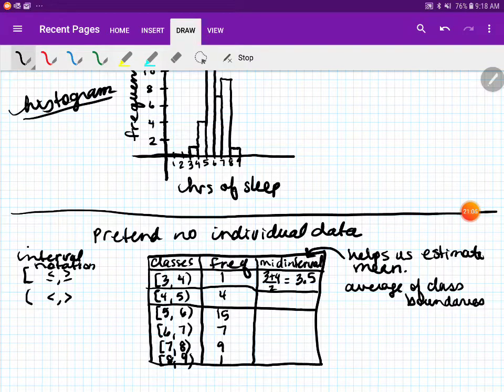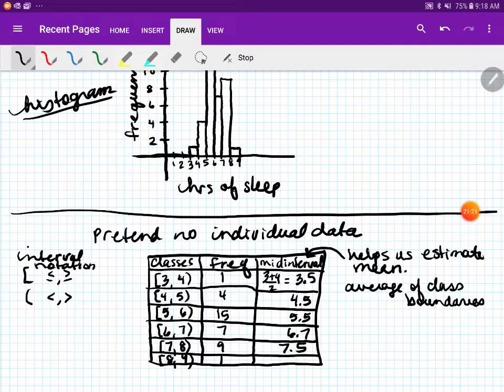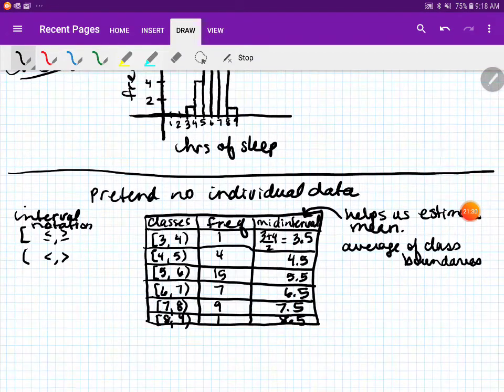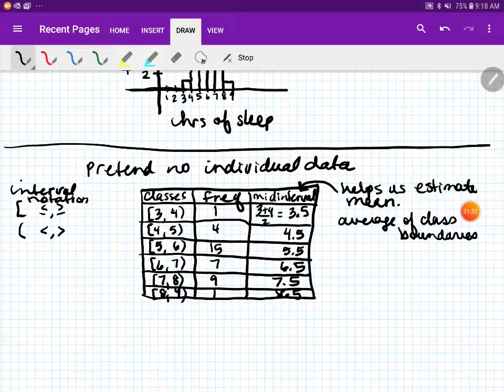But in order to do this, you do need to close the gaps. If there's a gap, then this doesn't exactly work in the same way. I'll show you possibilities later on this. So 5.5, and this is 6.7, oops, that's not true. The average would be 6.5, and this is 8.5. Those are the mid-intervals, and you're going to use this column to estimate the mean.